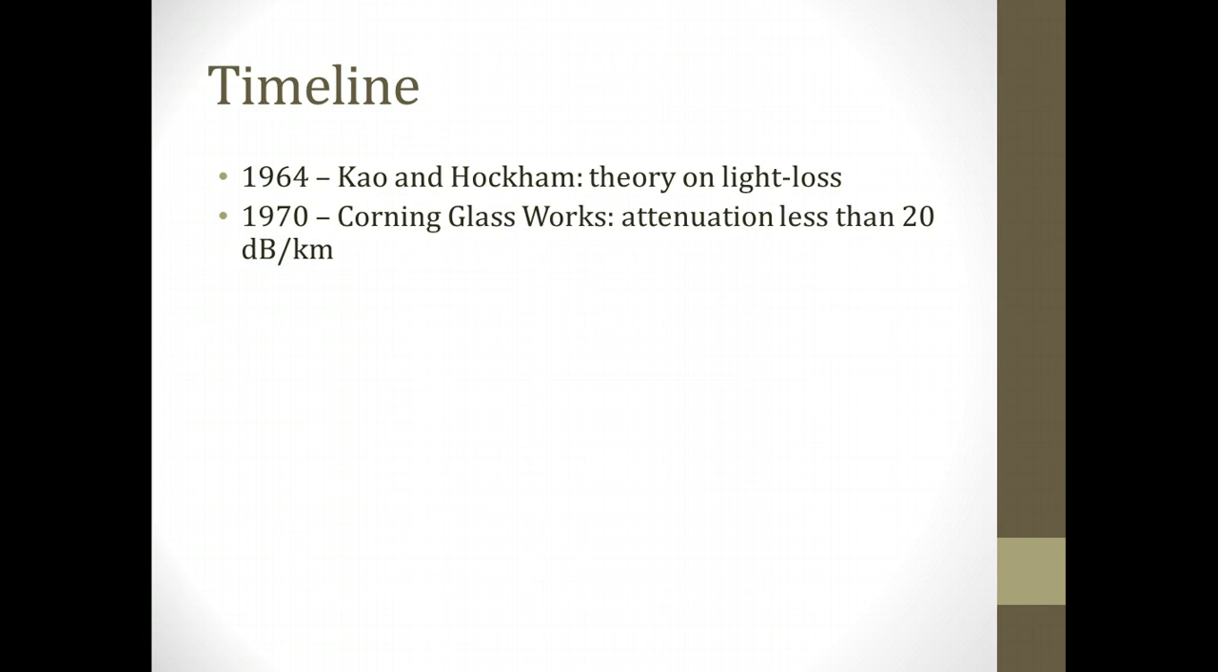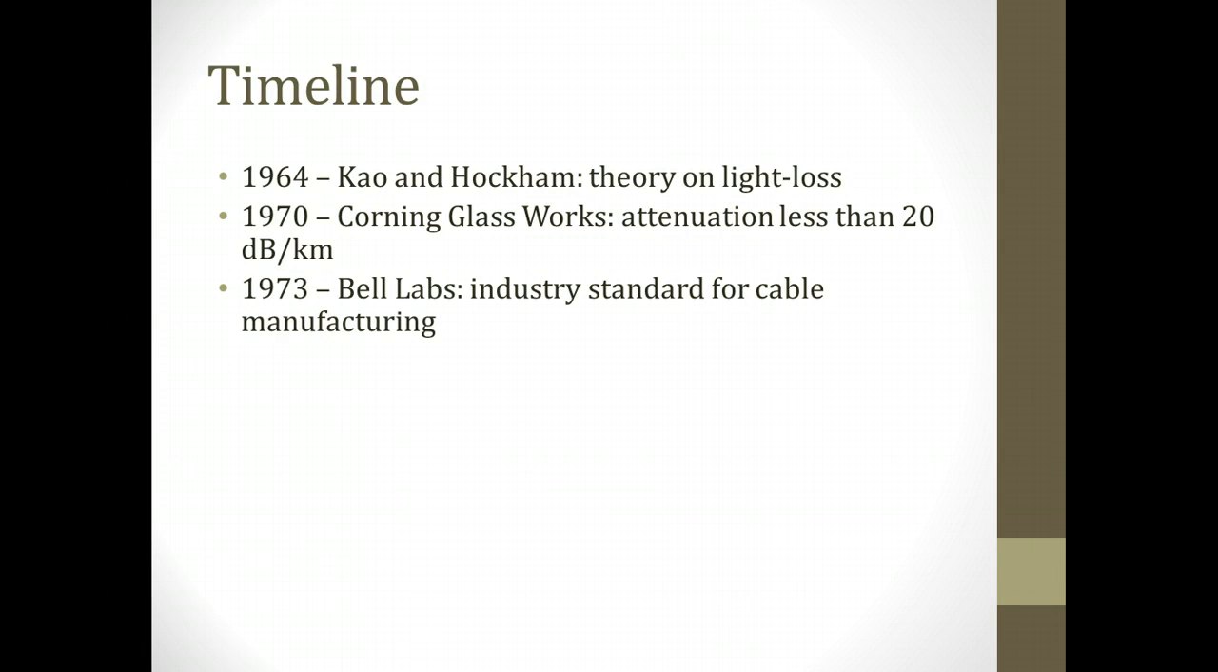In 1970, scientists at Corning Glass Works reached their goal of making single-mode fibers with attenuation less than 20 decibels per kilometer. In 1973, Bell Laboratories developed the process that still remains the industry standard for fiber optic data cabling manufacturing. It involves a process that heats oxygen and chemical vapors to form an ultra-transparent glass that forms a low light loss fiber. In 1975, the very first non-experimental fiber optics link was used by a UK police department.